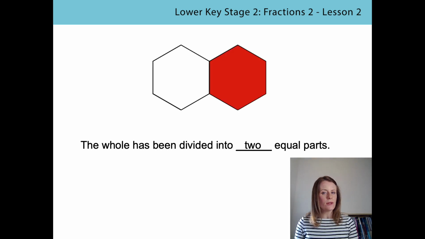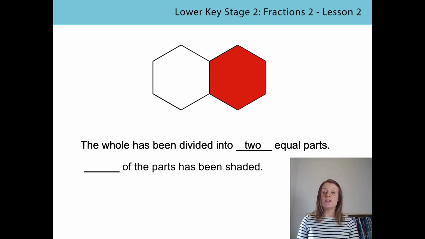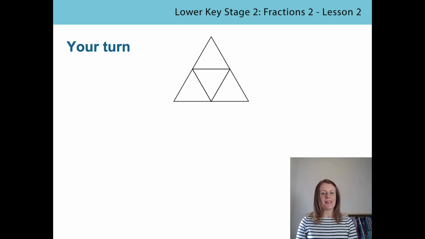But now look, I've shaded. Can you see? You say this sentence. Did you get it? One of the parts has been shaded. Well done. Your turn. This time you need to tell me the shape. Yes, it's a triangle. But now can you remember the stem sentence? Look at the equal parts. What's our first stem sentence? You tell me.